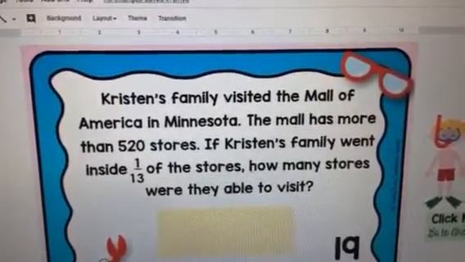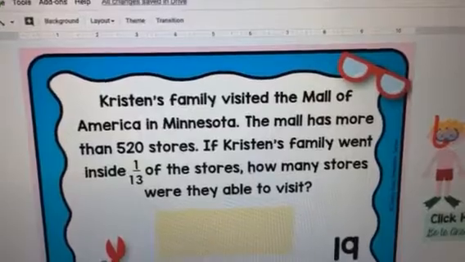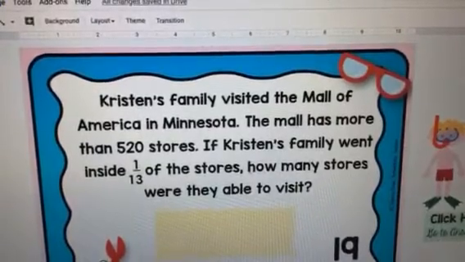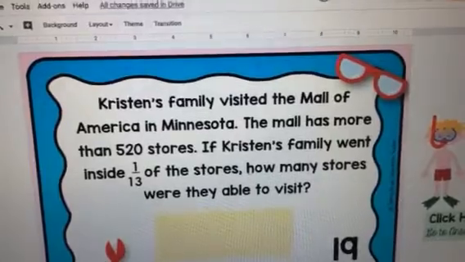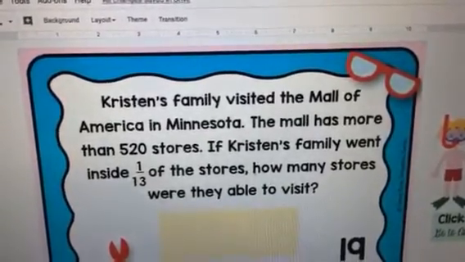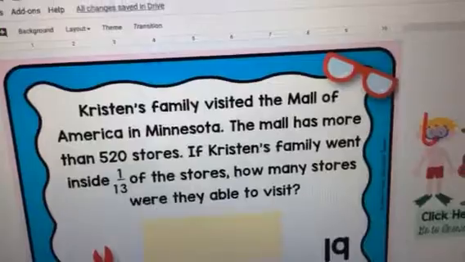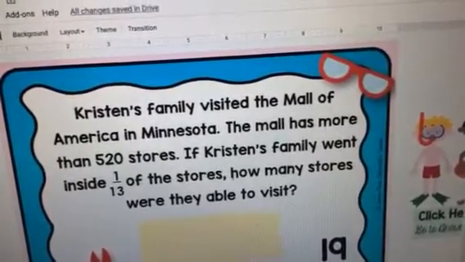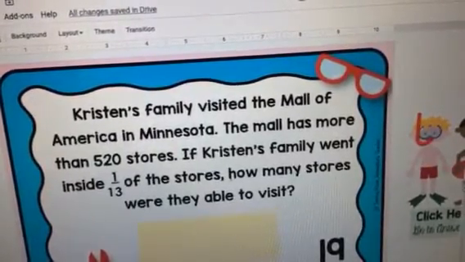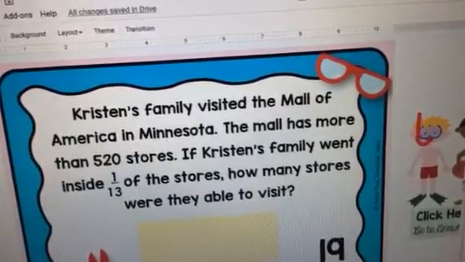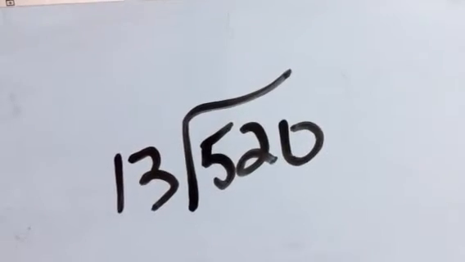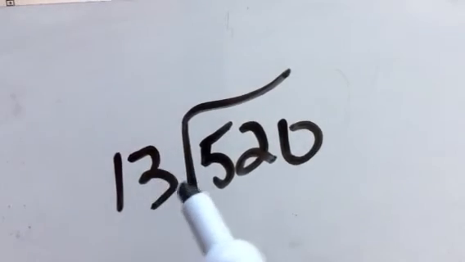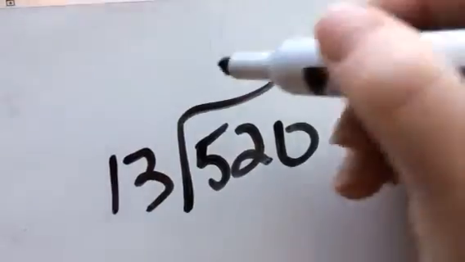Kristen's family visited the Mall of America in Minnesota. The mall has more than 520 stores. If Kristen's family went inside 1/13 of the stores, how many stores were they able to visit? This is another one with a double-digit divisor. 13 divided by 520. I happen to know that 13 times 4 equals 52.